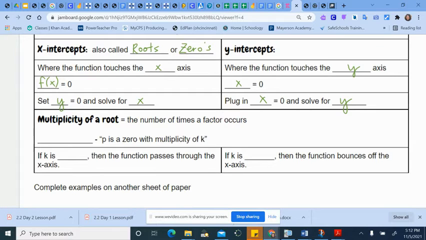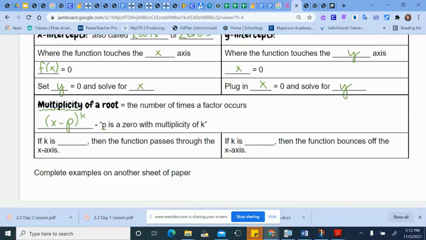Now, when we're looking at these things, we can have a root that can, quote unquote, happen more than once. And when that happens, we call it a multiplicity of a root. And let's say our root was at p, it crossed at some number p. So x minus p to the exponent of some number k means that root p has a multiplicity of k. Okay, that's going to sound ridiculous until we do a couple examples in a minute.